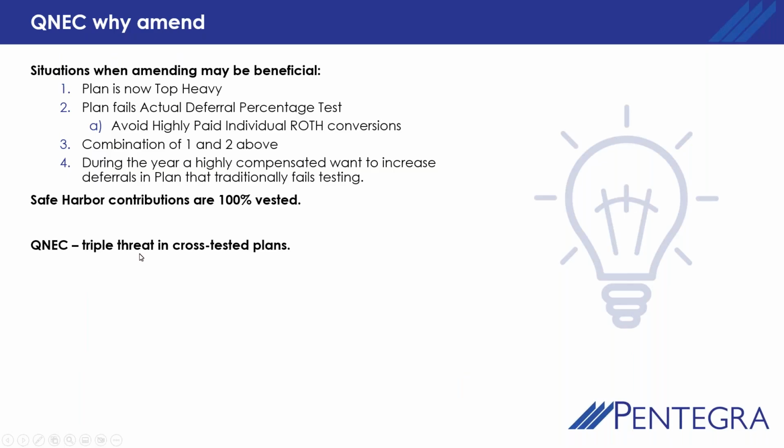And if they're used in tandem with a cross-testing plan, that 3% can be used towards the gateway minimums when you're testing under 401(a)(4), going back to the individual group language.